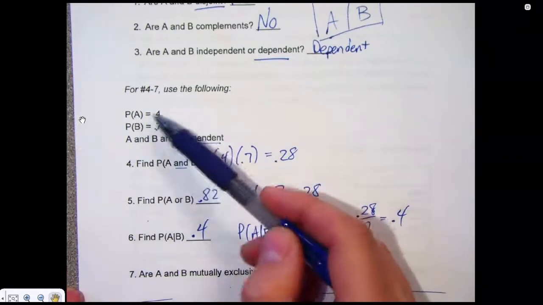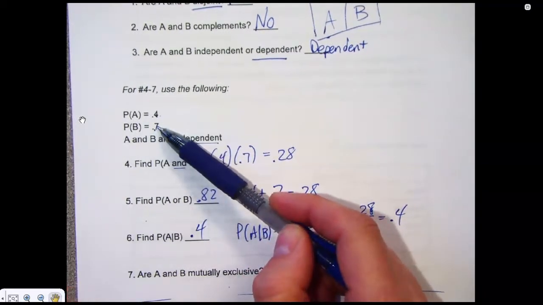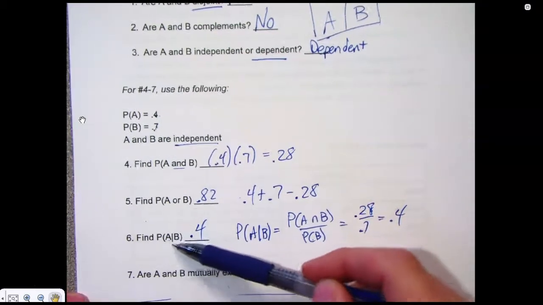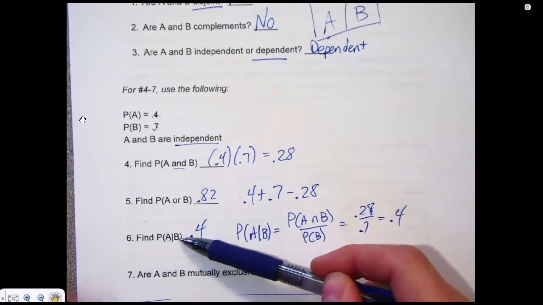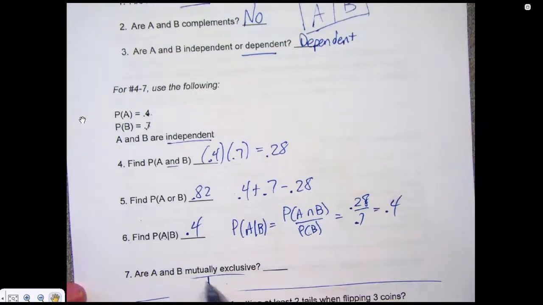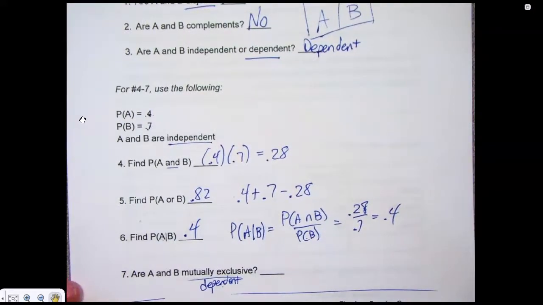This is like, there's a 40% chance it rains, and there's a 70% chance that I tie my shoes today. So this is saying, what's the probability it rains if I tie my shoes today? And whether it rains or not has nothing to do with whether I tie my shoes, so that's still going to stay 0.4. Are these mutually exclusive? So a couple ways to get at this too. All mutually exclusive events are dependent. And I told you these are independent, so that cannot be true.